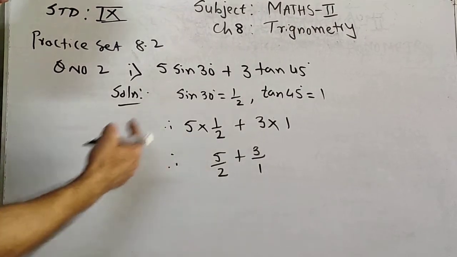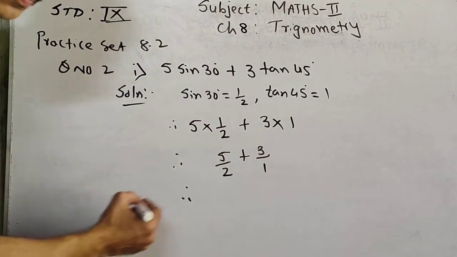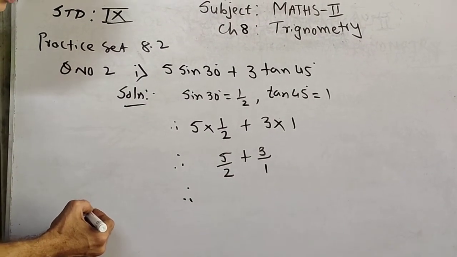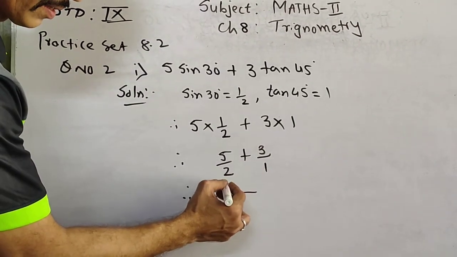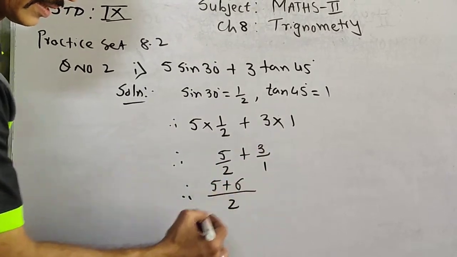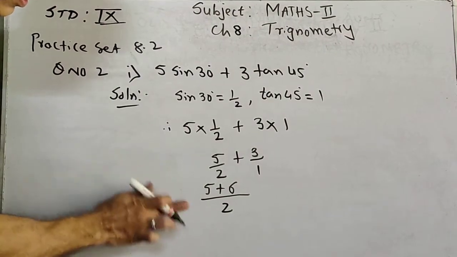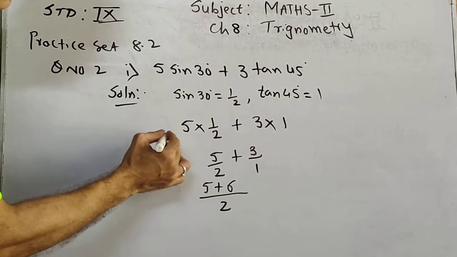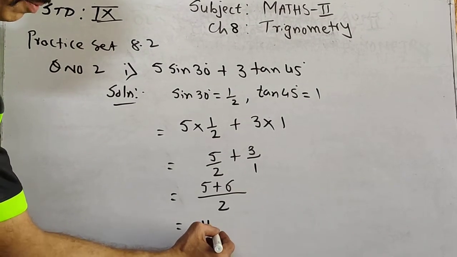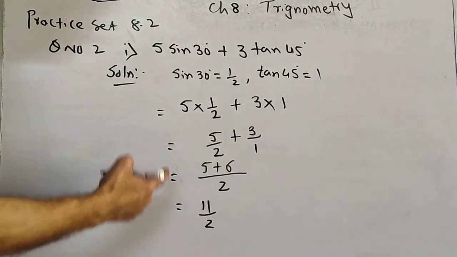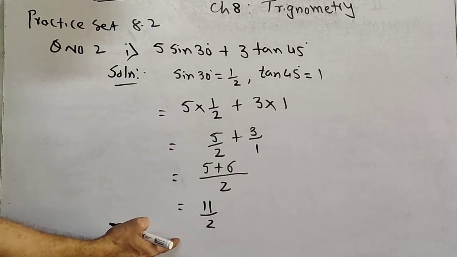Okay. So now you have to equalize the denominator. So you know what to do now. What we will do, you know very well. So 2 ones are 2. 1 5s are 5. 2 3s are 6. Instead of therefore we will put equal to sign. Your answer is now 11 upon 2. This is the final answer for 1. Sum number 1, you got the answer 11 upon 2.